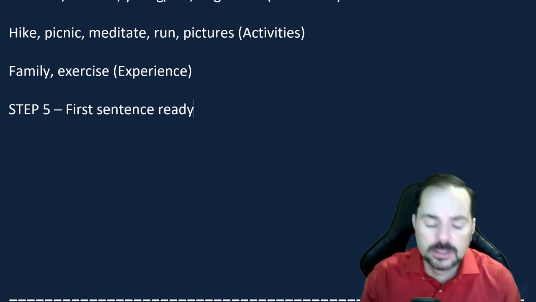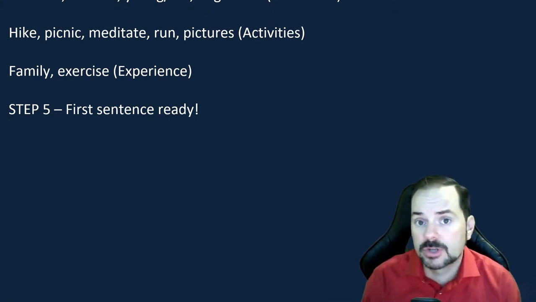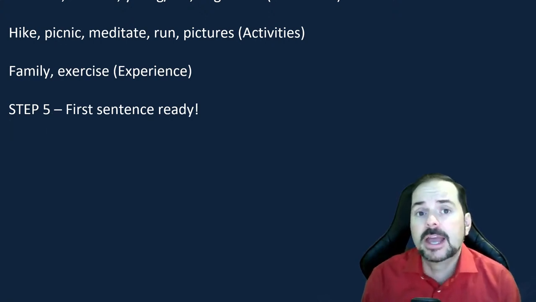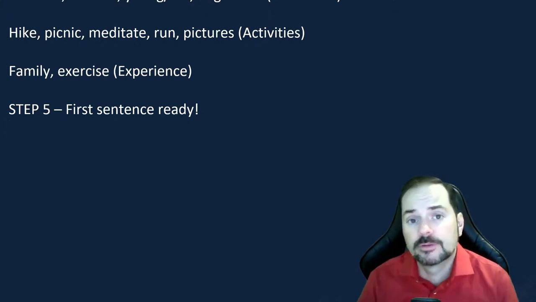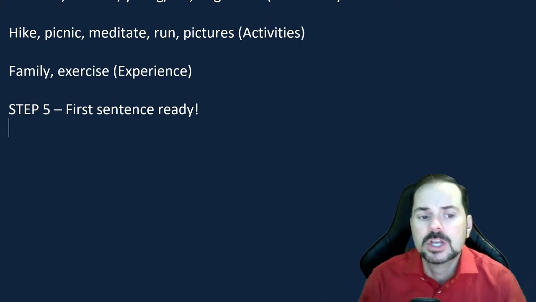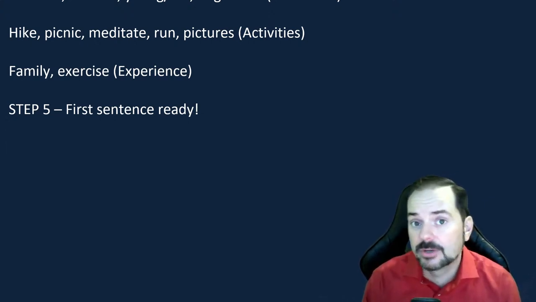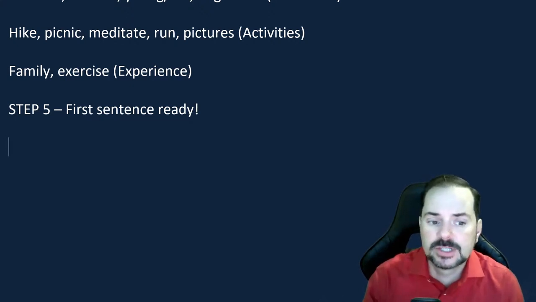And I still see this kind of very slow and general start from a lot of candidates, and they're losing marks. They basically lose half a band score just for not being clear, specific, direct, which shows more fluency, more coherence, more lexical resource. So you want to be very clear and accurate from the start. Okay, so first sentence ready.